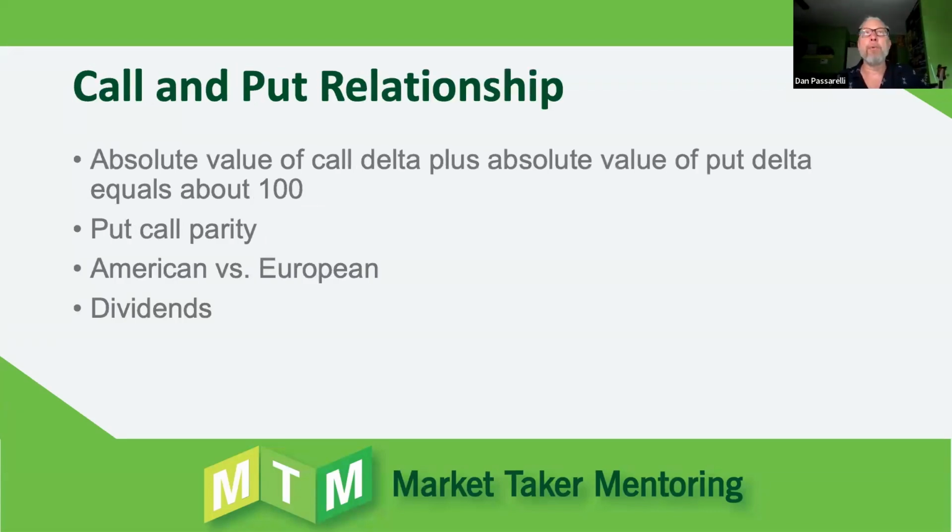Now, the call and the put that have the same strike on the same underlying in the same expiration have a relationship. The absolute value of the call delta plus the absolute value of the put delta equals about 100.